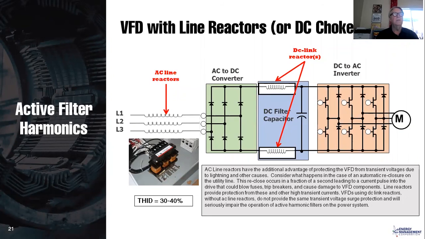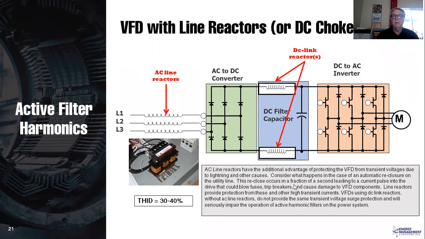Reactors limit the rate of change of current, and because of that, they round the current waveforms, cause that capacitor on the DC bus to charge more slowly, and therefore we limit our harmonics. Down on the lower left, you can see this drops our total harmonic current distortion from 100% without reactors to in the range of 30%, we'll say, with reactors.